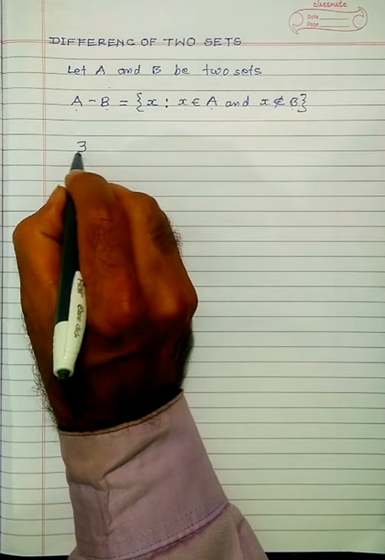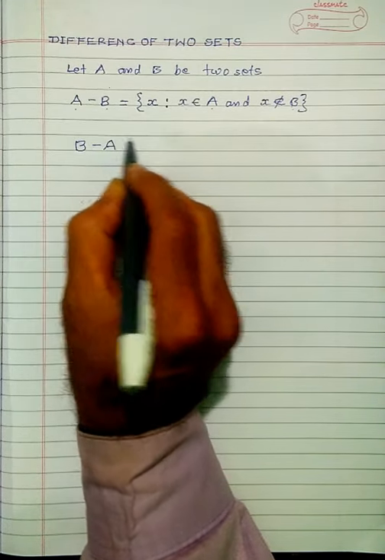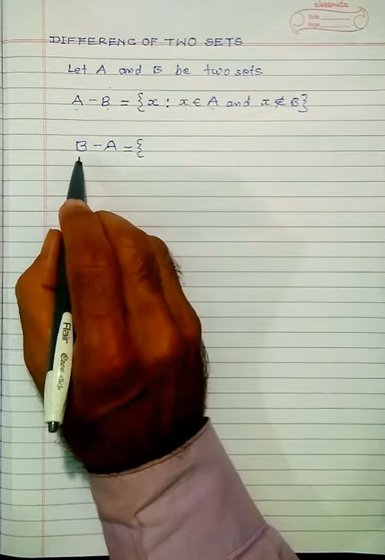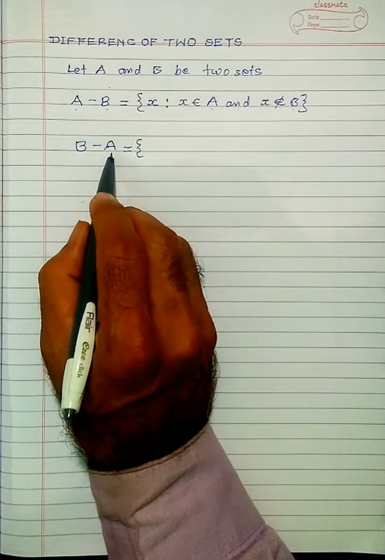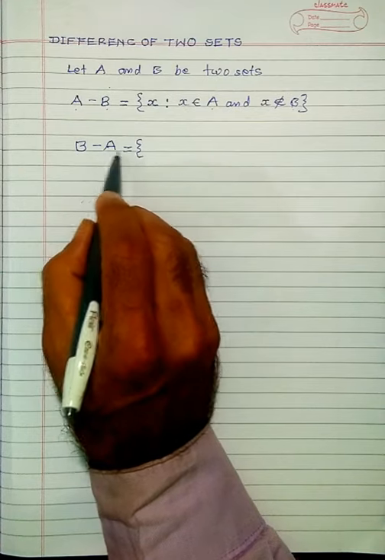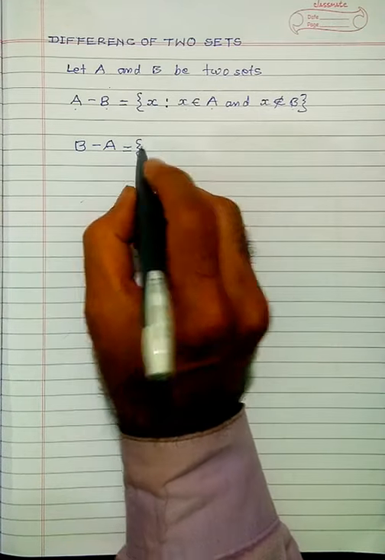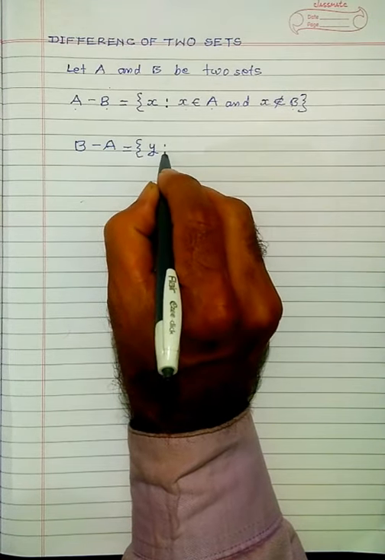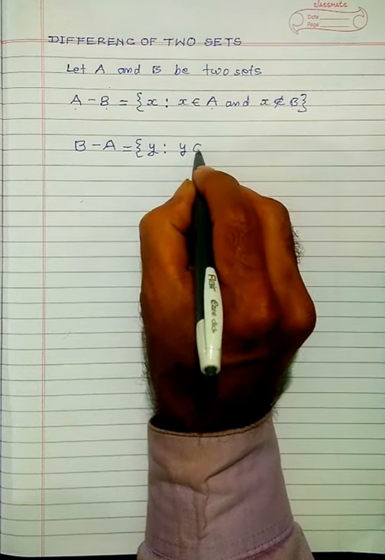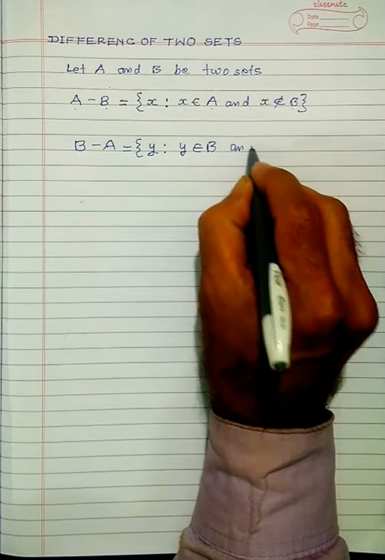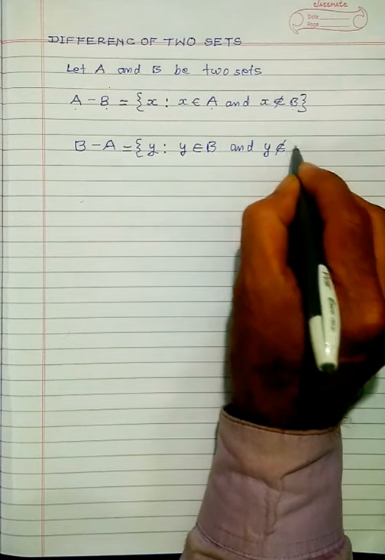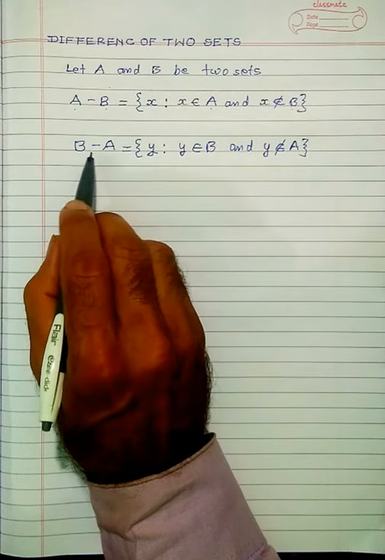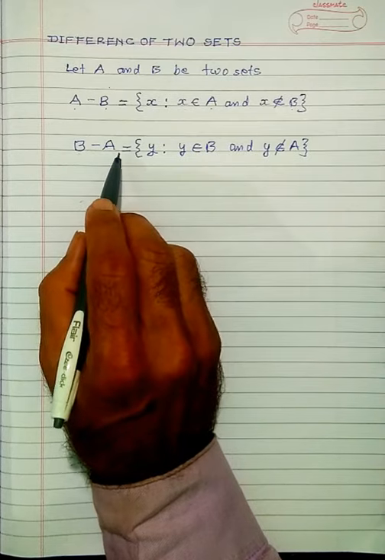On the other hand, B minus A is also a difference of sets A and B, and it is defined as elements of B which are not in A. All those elements of B which are not in A form the set B minus A, and in set builder form we can write B minus A is equal to {y such that y belongs to B and y does not belong to A}. It means the set of all those elements which are in B but not in A.